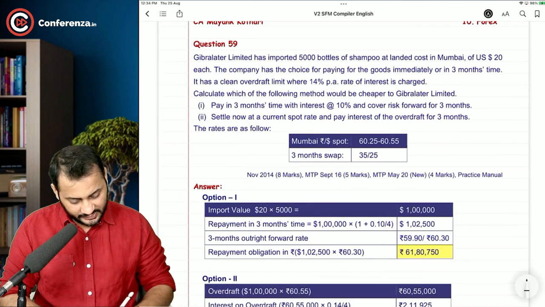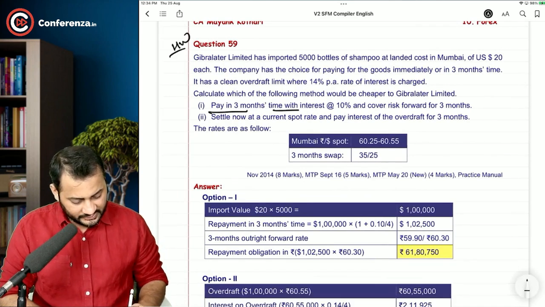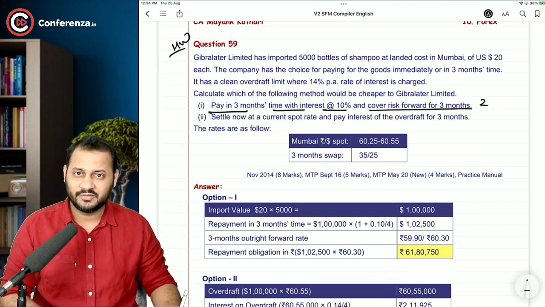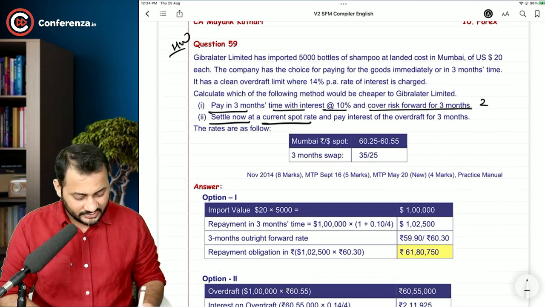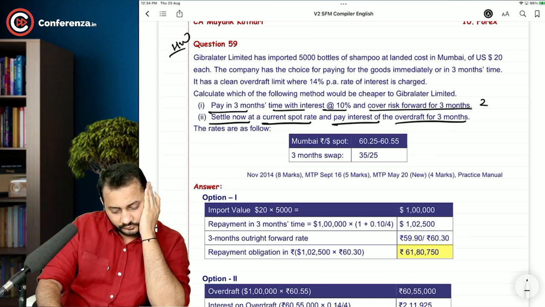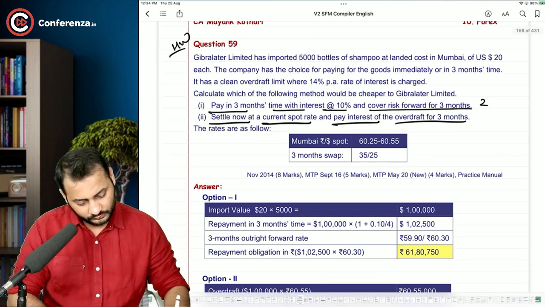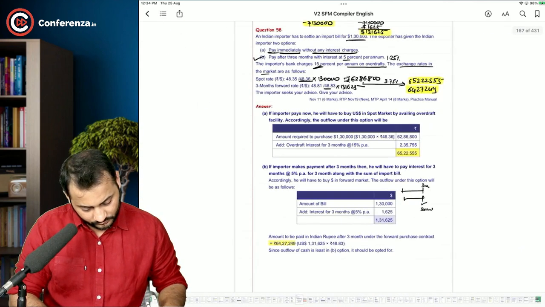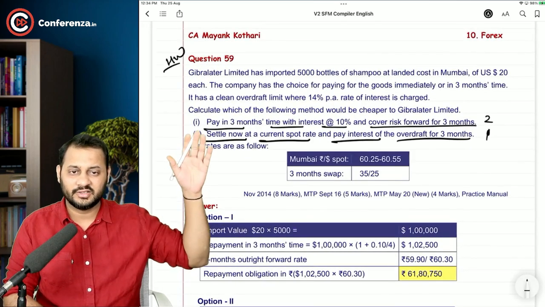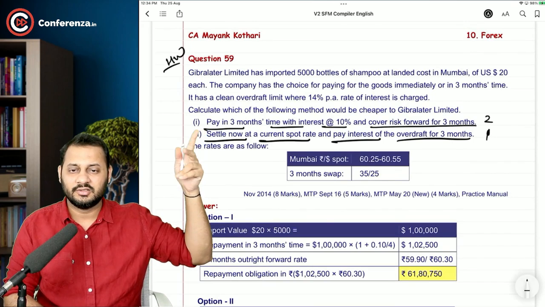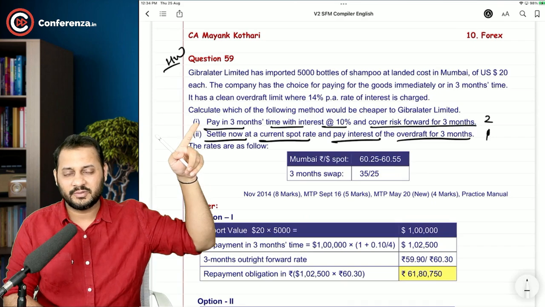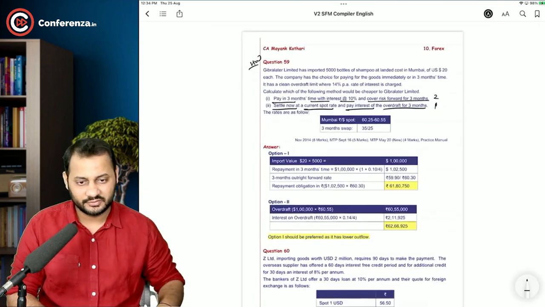See, question number 59 is your homework now. Pay in 3 months time with an interest of 10% and cover the risk in the forward market. This was the second option in the previous question. And settle now at the current spot rate and pay interest of the overdraft for 3 months. Yes, this was the first option in the previous question. So the only difference is they have just swapped the order. The second part was asked in the first part in the previous question, and the first part in this case was asked in the second part in the previous question. So take this as homework.